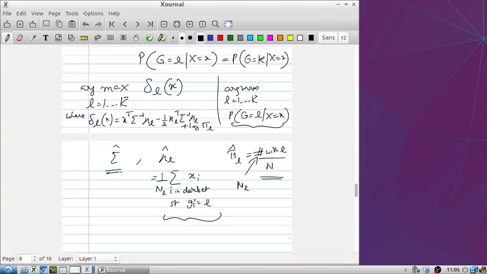Sigma hat. Once you know mu hat, sigma hat is just going to be the usual definition of variance. For each class L, you can compute this: 1 by N L of xi minus mu hat L, times xi minus mu hat L transpose.